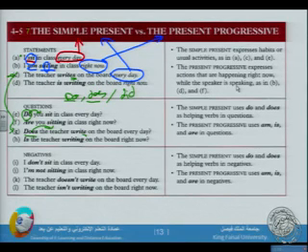So the simple present uses do and does as helping verbs in questions. The present progressive uses am, is, are in questions. In the negative as well, for simple present we should use don't or doesn't. Okay, بينما في the progressive we say I'm not, is not, are not. So hopefully that kind of comparison was clear between the simple present and the present progressive.